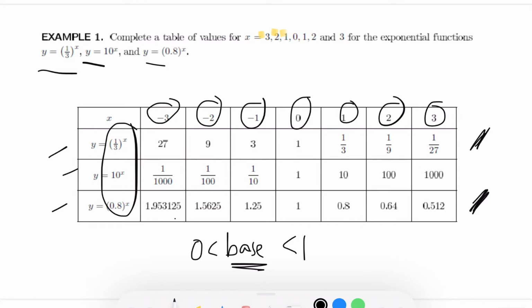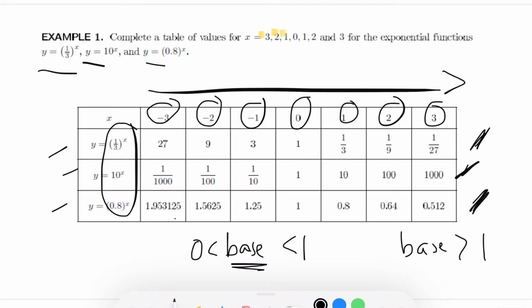But if your base is greater than 1, so for example this one in the middle, which is 10, then the value will increase. If you increase the value of your x from negative to positive, then the value of your y will also increase.